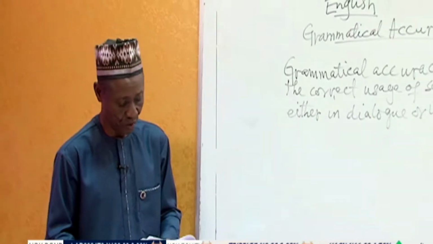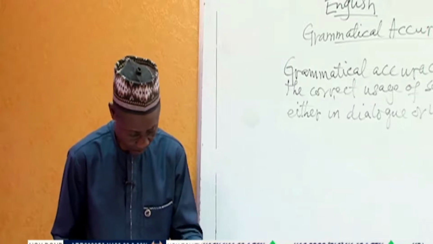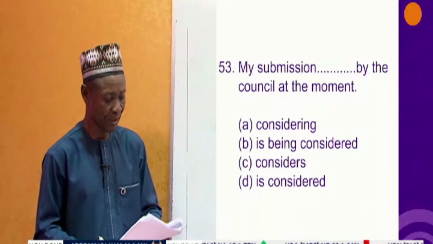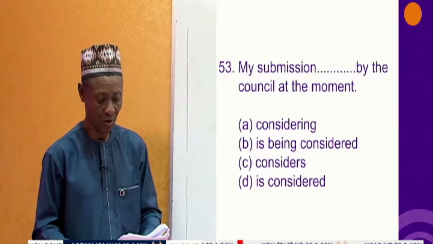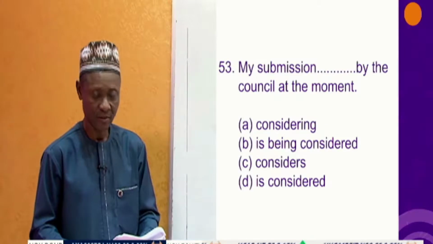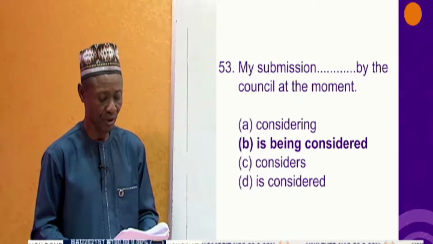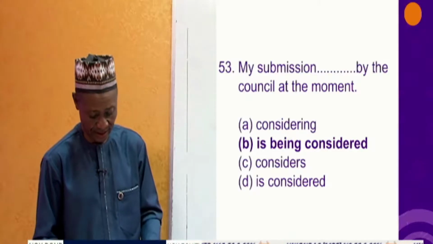Now, we go to question number 53. My submission dash by the council at the moment. A, considering. B, is being considered. C, considers. D, is considered. Option B, which is being considered, is the appropriate answer.